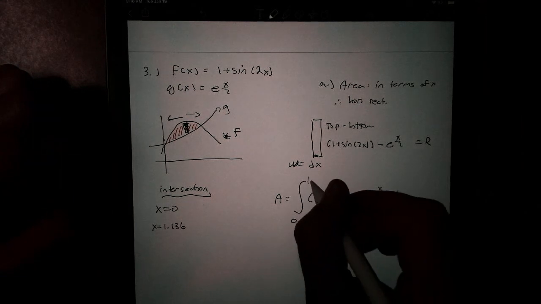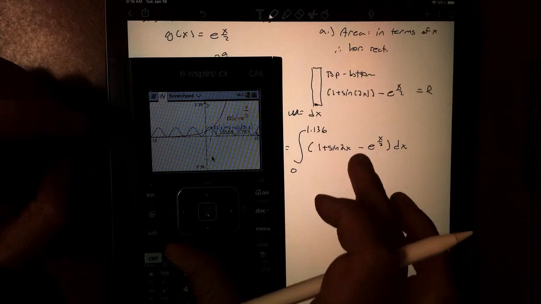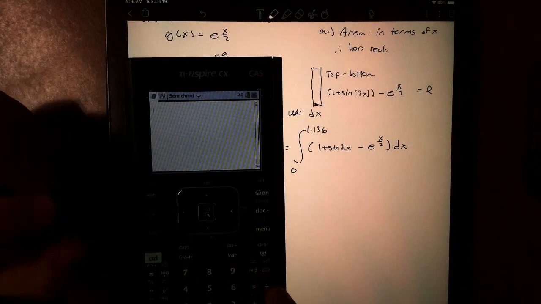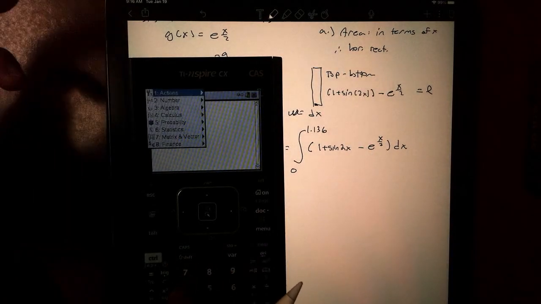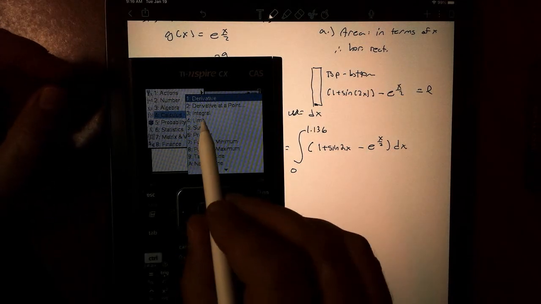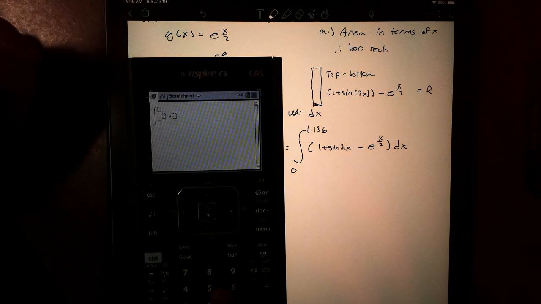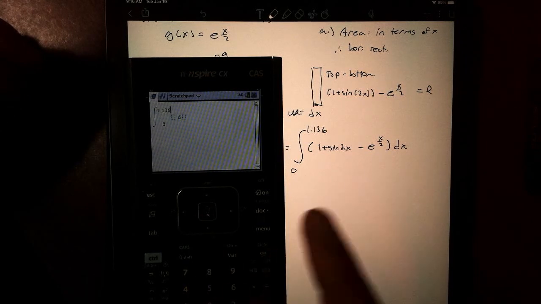0 to 1.136. Go to my home screen. Ready? Home screen. And I go menu 4. Now remember, if you're using the online or the CX, instead of being number 3, it'll be number 2. I say 3 because I'm using a GAS. 0 to 1.136. And I just type in my function.